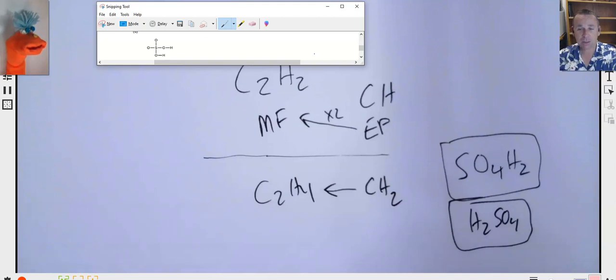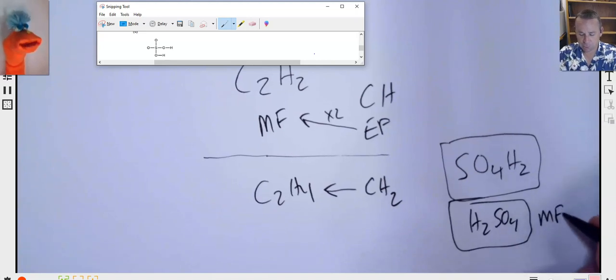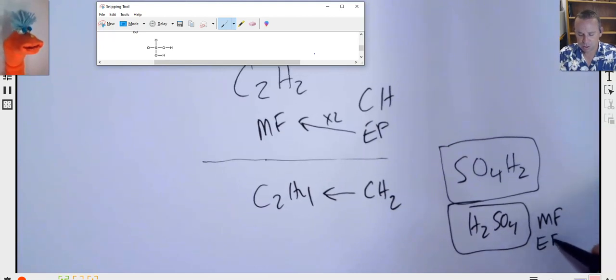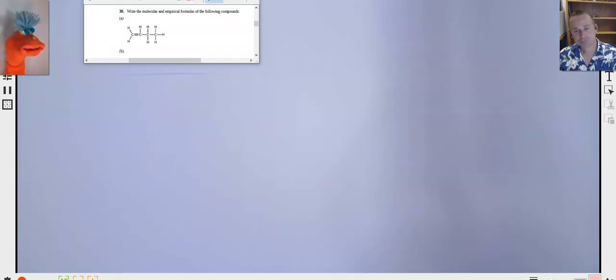Is that the molecular or the empirical formula? That's the molecular formula. Well, it's also the empirical formula. How do you know? Because it can't get any simpler. There's only one sulfur. That's right. So it's the molecular formula and it's the empirical formula. Okay, good. Good stuff.